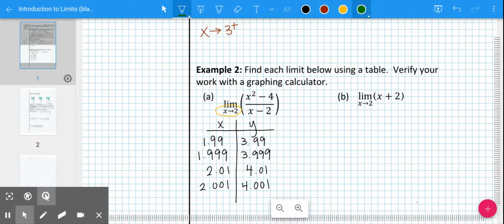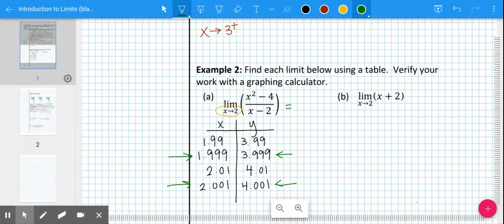And we determined that as x gets closer and closer to 2, the y values are getting closer and closer to 4. So the solution to this should be y equals 4. Now, when I do part B, you're going to create the table, and you are going to notice that you will get the exact same table. You plug in those same x values because x is approaching 2 again, and you will get out the exact same y values. Why is that happening?